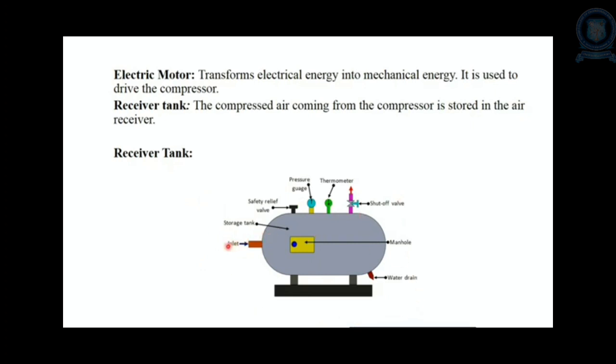So this is a simple line diagram of receiver tank. This is an inlet coming from the compressor. This is the storage tank, manhole. We can see through the manhole. It has several provisions available. It is safety relief valve. So the pressure will be monitored always here. The pressure gauge shows the pressure of the air inside. Thermometer, temperature of the air will be visible here. Then shut-off valve, everything will be available here. So always we can control the air pressure or air temperature available in the receiver tank.